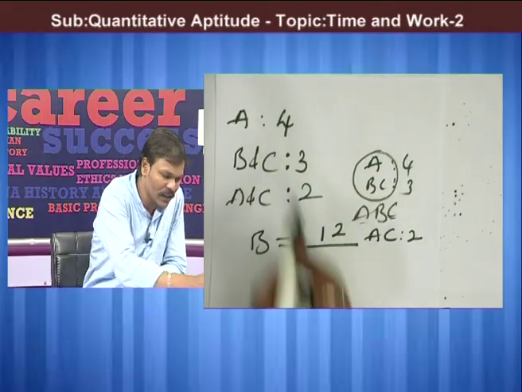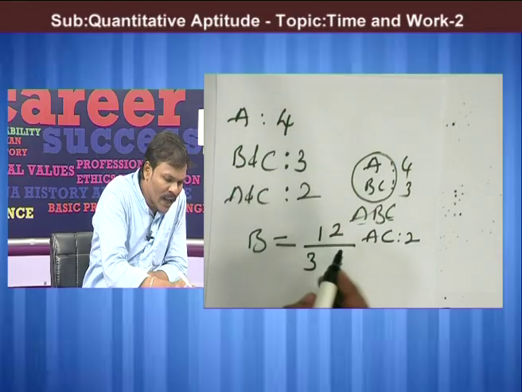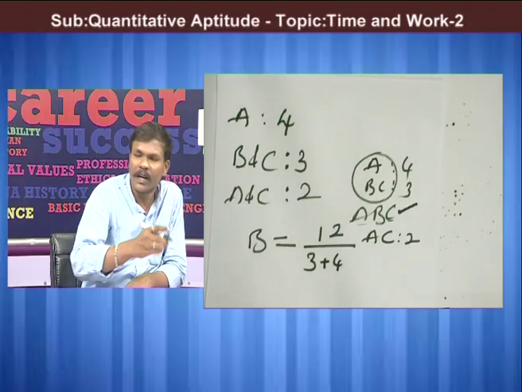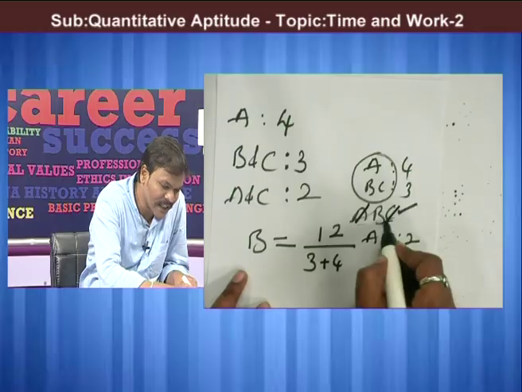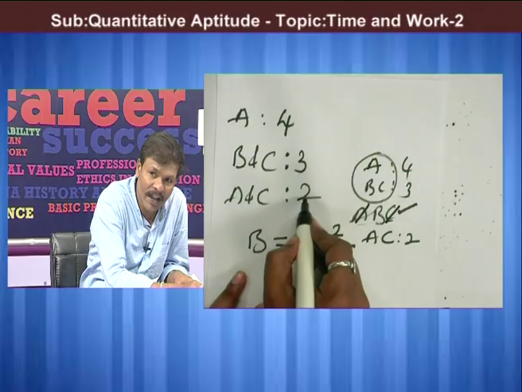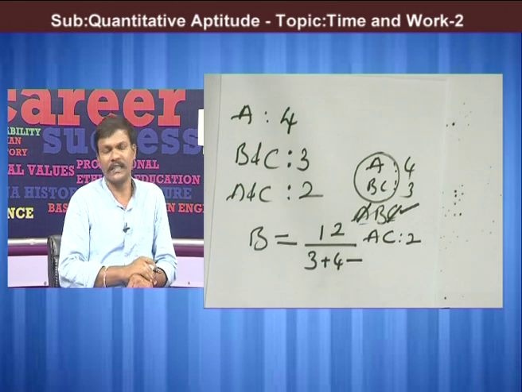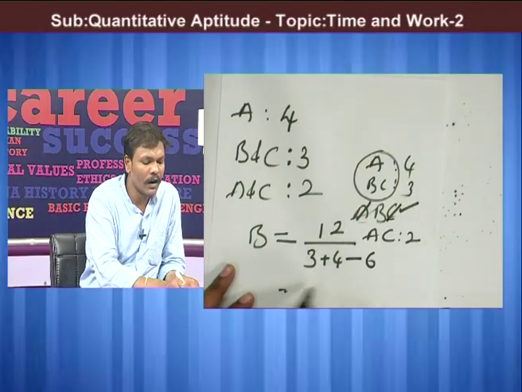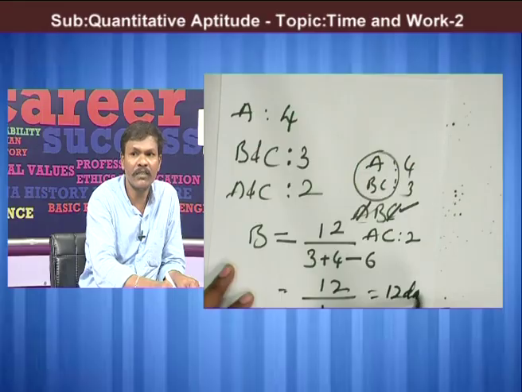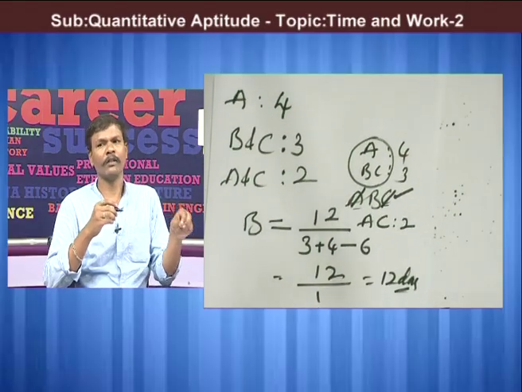A, B, C in 1 hour is 4 threes, 3 fours. If we add both values, it becomes A, B, C. From that A, B, C, if you remove the AC value, the third value, that means minus, that is 2 sixes, 12. Simple. 12 by 7 minus 6 is 1. How many days was it? 12 days. This is the best method to solve this problem.